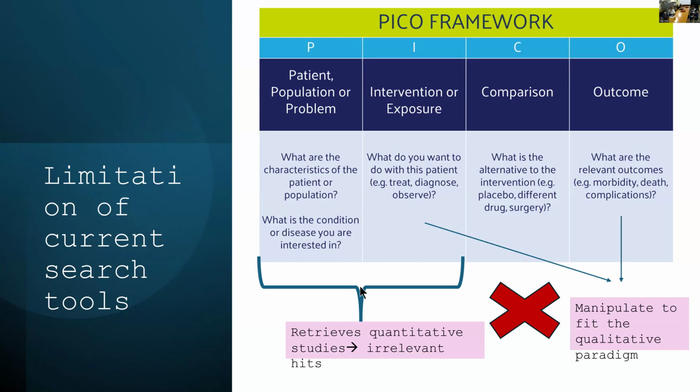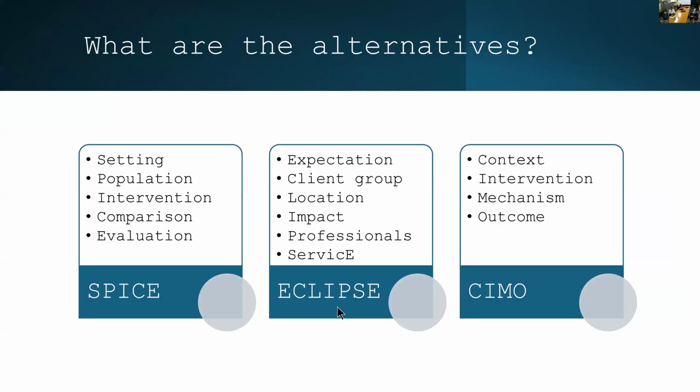And third thing is, you're actually trying to adapt your search question to fit into the PICOT framework, which is actually just a subjective exercise. It's not really beneficial if you want to search for studies. So are there any alternative search strategies?